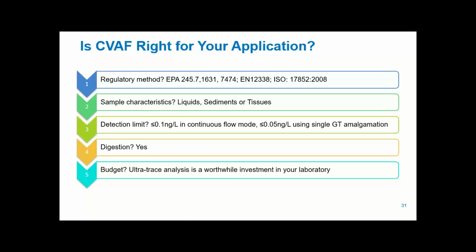If your detection limit needs to be less than 0.1 for continuous flow or less than 0.05 for gold trap mode, and ultratrace analysis is a worthwhile investment in your laboratory. It's a little more expensive than atomic absorption, but you have to consider other things like sending out samples for atomic fluorescence. And if you're required to use it, then you've got to have it.